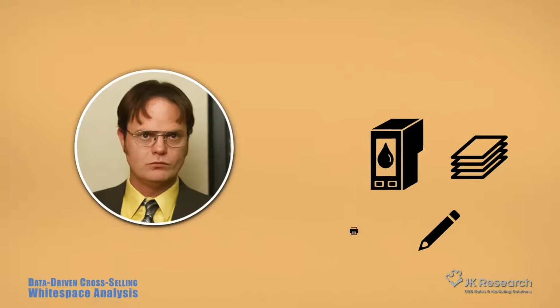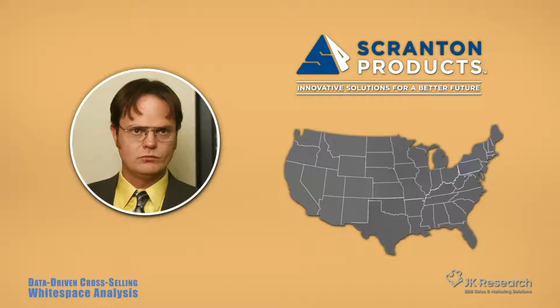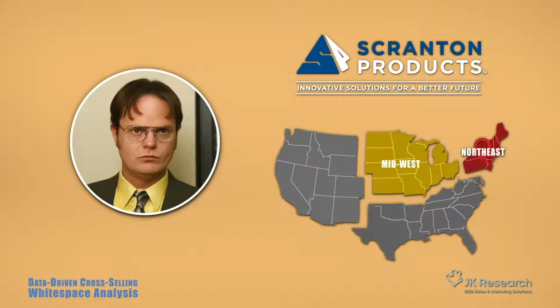Now let's say that Dwight has a customer, Scranton Products. They're headquartered in Scranton, Pennsylvania, but they divide the country into 4 regions: Northeast, Midwest, Southeast, and West. Each region has a P&L and has some authority to choose their own office supply vendor. Dwight knows this because he's asked a friend in the purchasing department of the company.